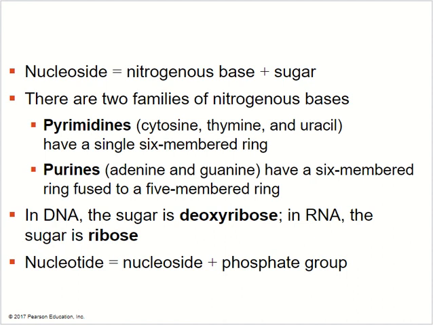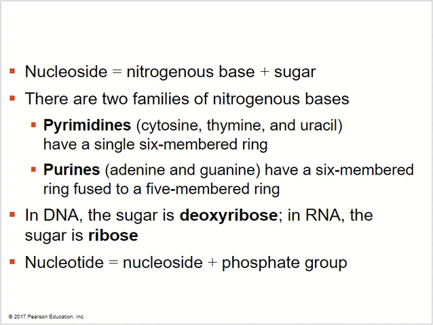So nucleoside: nitrogenous base plus the sugar. There are two families of nitrogenous bases, the pyrimidines, which include cytosine and thymine in DNA, or cytosine and uracil in RNA. They have a single 6-membered ring in their structure. But then there are purines, adenine and guanine, which show up in both DNA and RNA. They have a 6-membered ring fused to a 5-membered ring. In DNA, the sugar is deoxyribose, and in RNA, the sugar is ribose. A nucleotide is a nucleoside with the phosphate group.